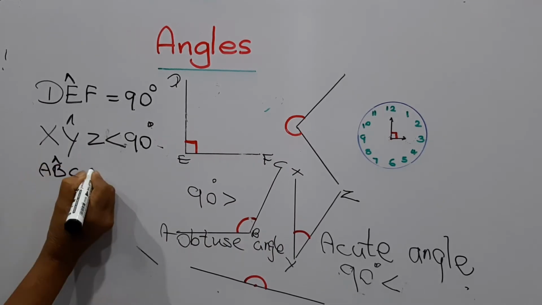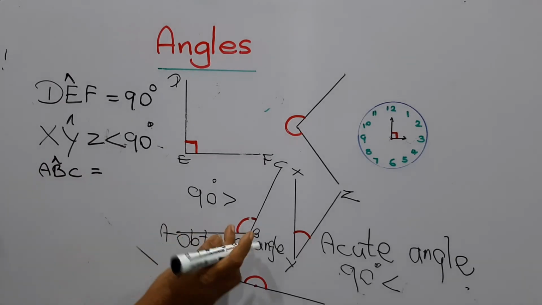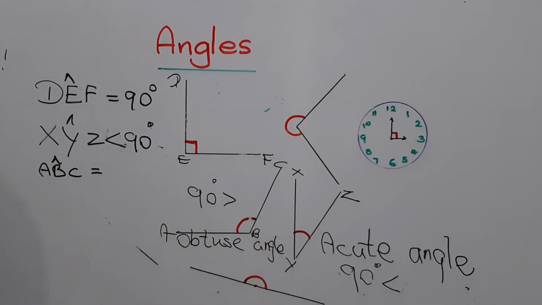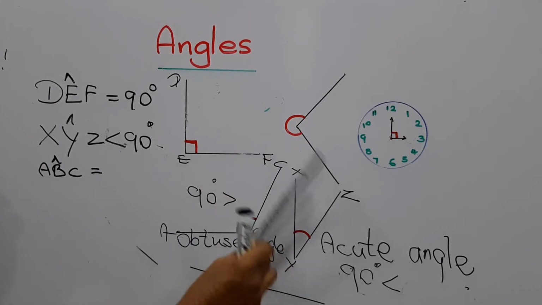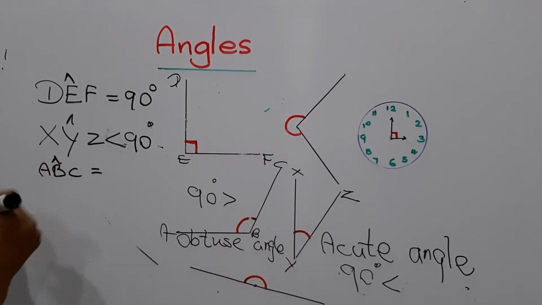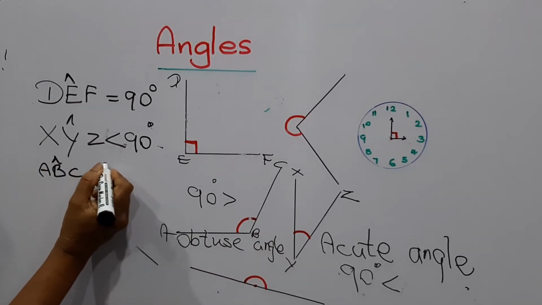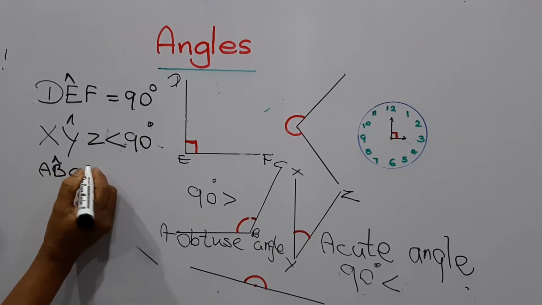ABC. ABC angle is, what do you think? Yes, that is more than 90 degrees. ABC, that is more than 90 degrees.